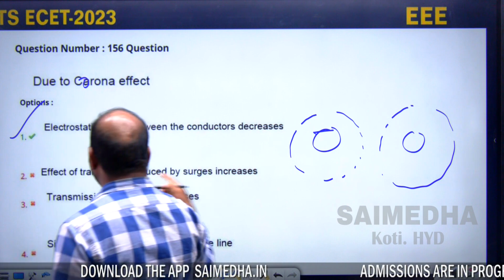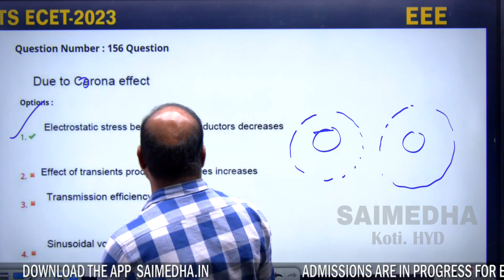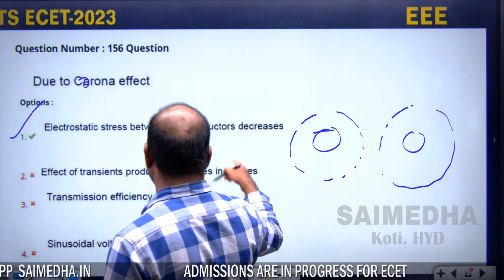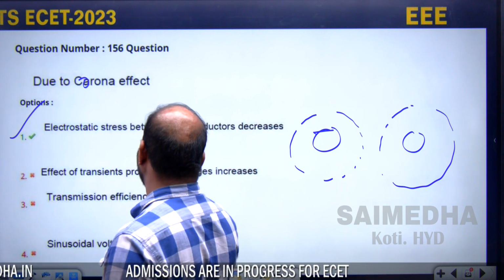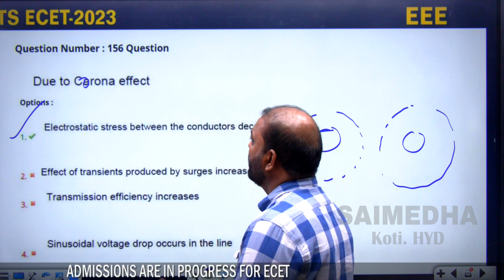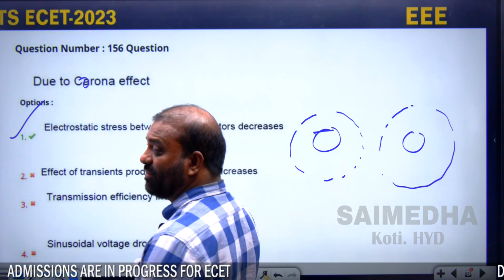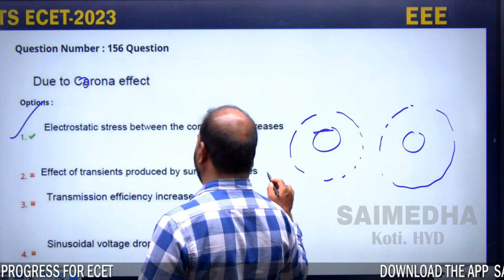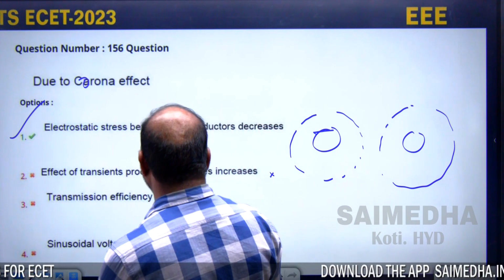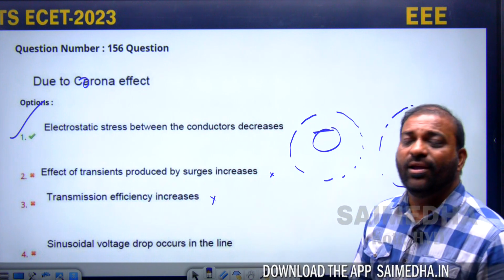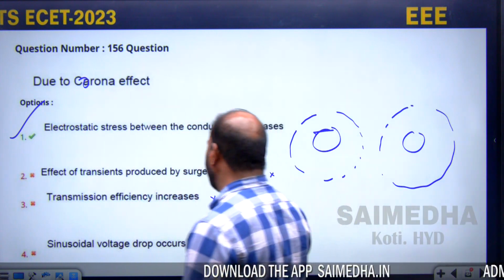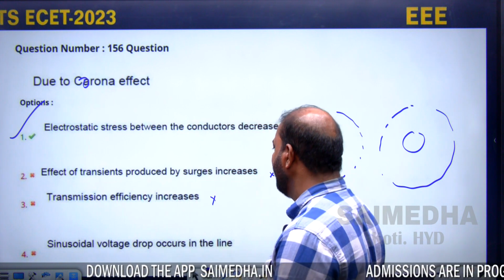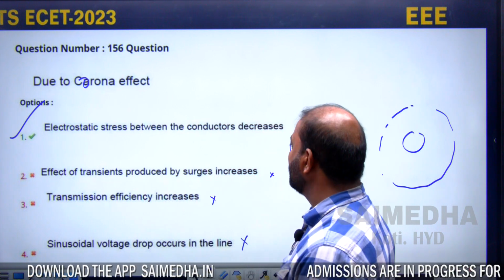And see the other options. The effect of transients produced by the surges increases? No, it will decrease. Transmission efficiency increases? No. Due to corona we get major power loss, so it decreases the transmission efficiency. This is also a wrong statement. And due to corona in the line we may get a non-sinusoidal voltage drop, but it is mentioned reversely that a sinusoidal voltage drop occurs in the line. So this is also a wrong statement.